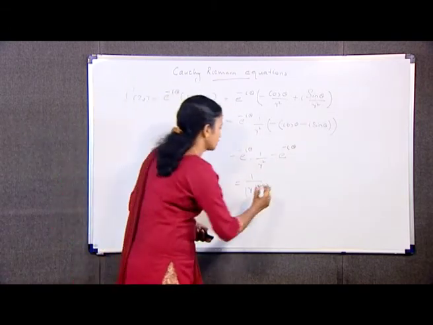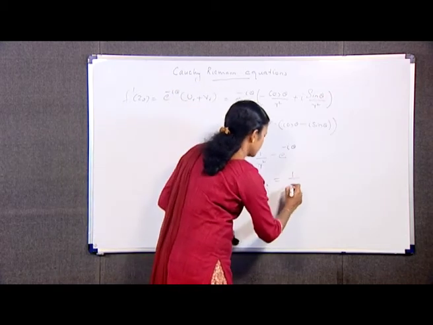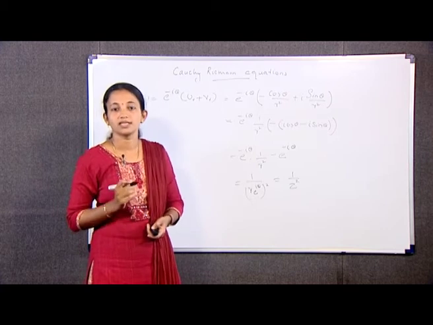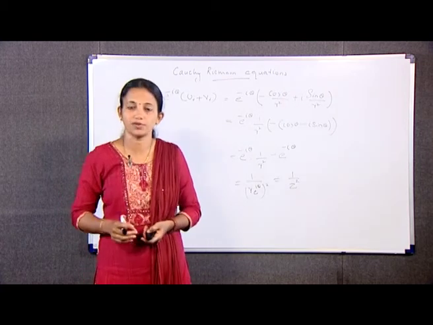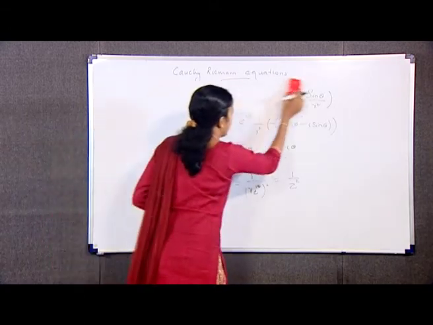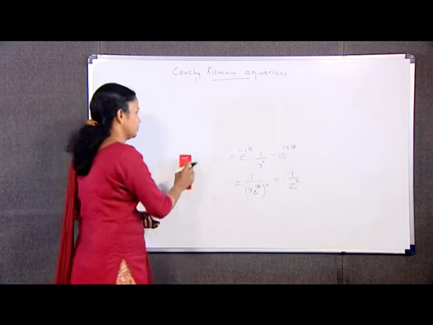Which is equal to what? Which is equal to 1 by z square. Next, we have to find the derivative of the function f(z) is equal to cube root of r into e raised to i theta by 3.